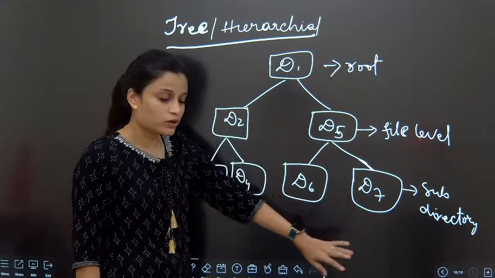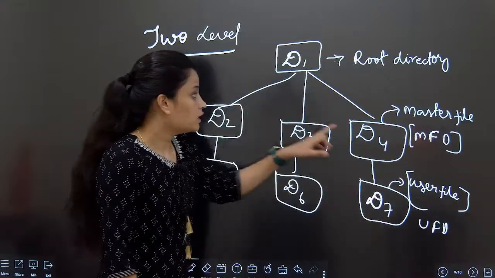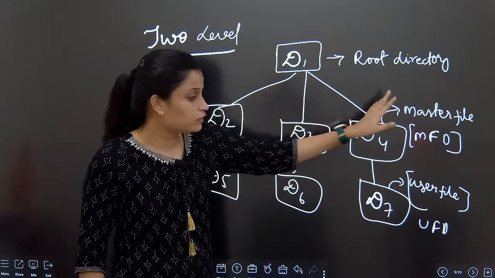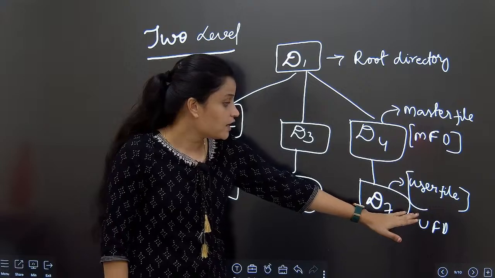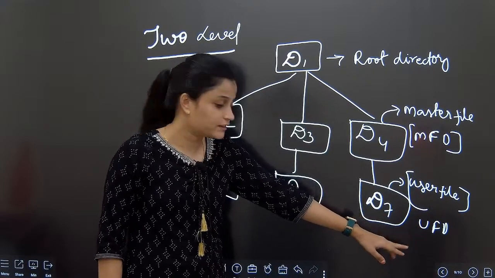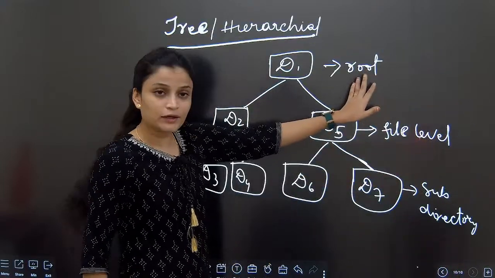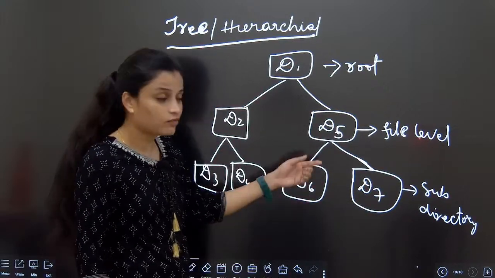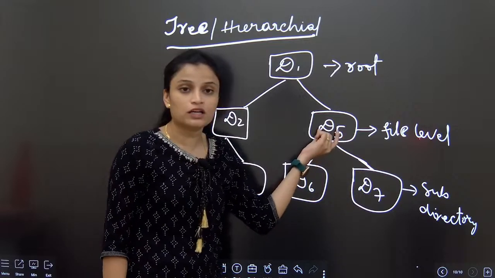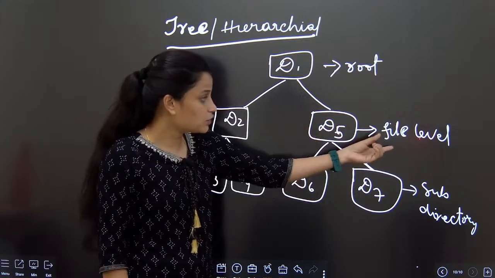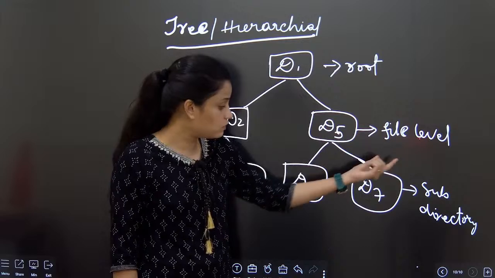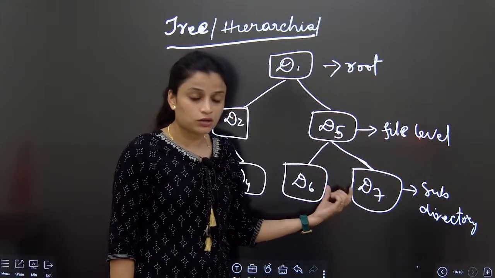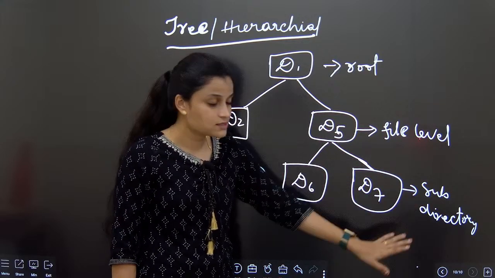The naming is very important. In the two level directory we call it master file directory and user file directories. Here root will be common, with file level directories and subdirectories. Like we call leaf nodes and non-leaf nodes in normal trees, here the non-leaf nodes are called file levels and the leaf nodes are called subdirectories.